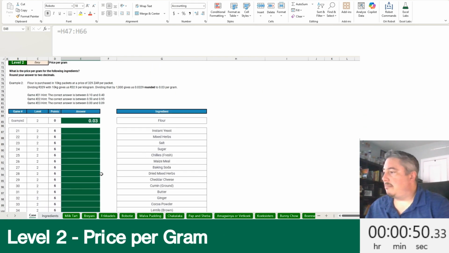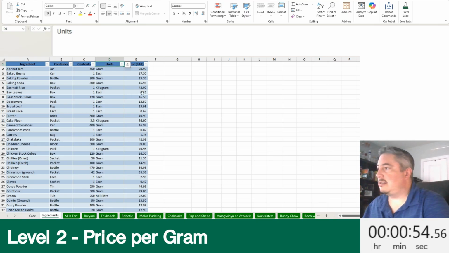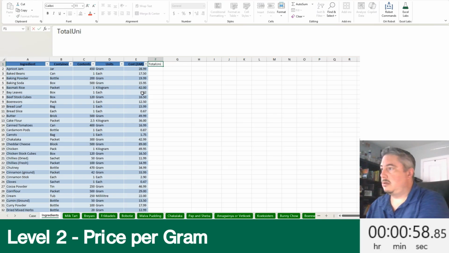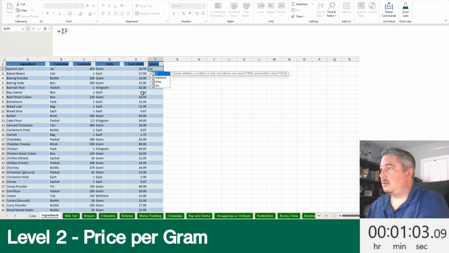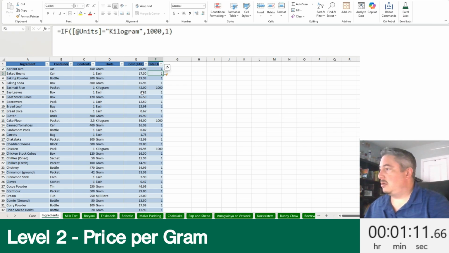Alright, price per gram. So we have different units. We need to convert to grams. So we're going to say equals if that equals kilogram, then 1,000 also. That should be good for now.